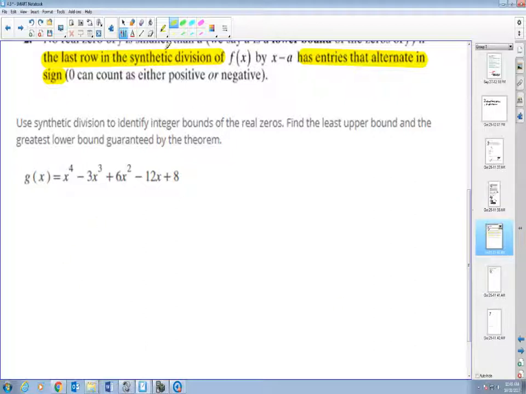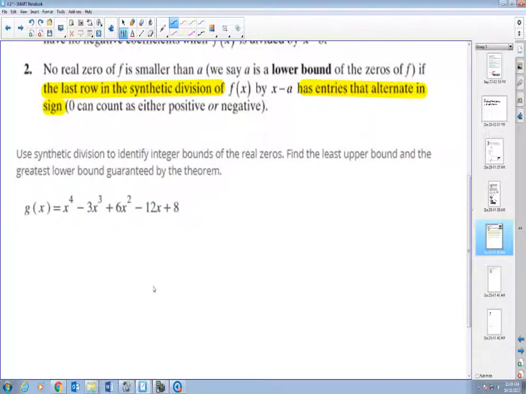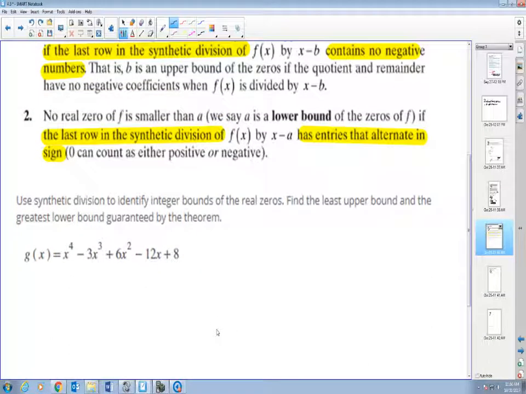This is a little bit of work because we actually need to try certain things out. Use synthetic division to identify integer bounds of the real zeros. Find the least upper bound and the greatest lower bound. Alright, let's give this a try.